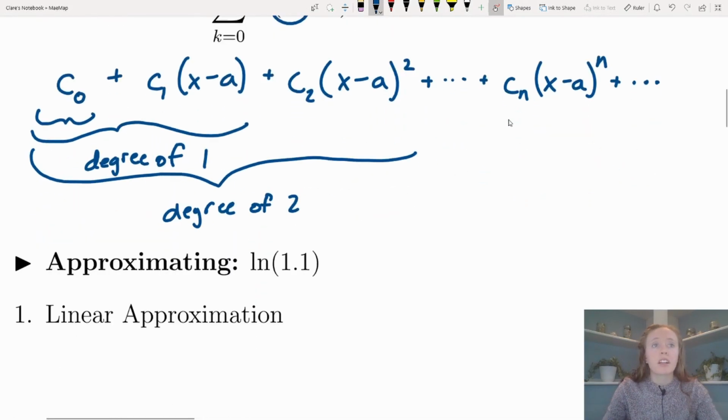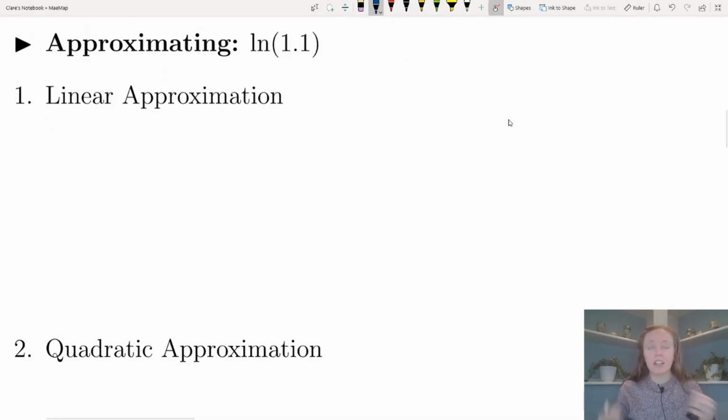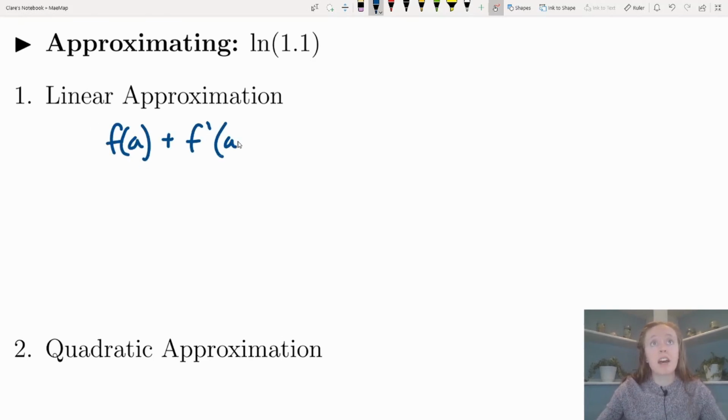So let's jump into actually approximating some function now. Think about ln. How would we approximate the ln of 1.1? Well, if you dig back into your Calc 1 knowledge, we've done linear approximations before. And the formula for a linear approximation is f of a plus f prime of a times x minus a. That's our linear approximation of some value.